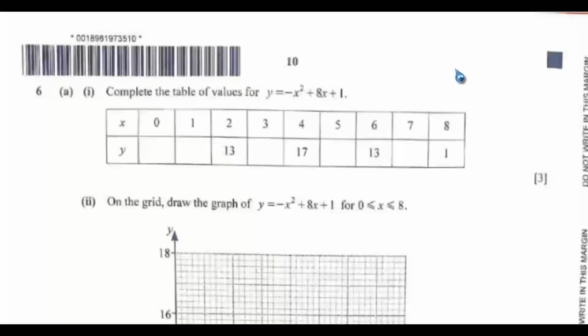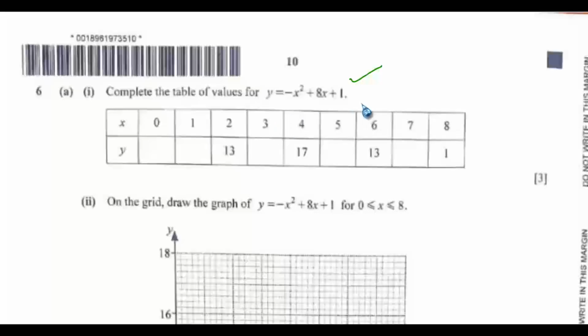Question 6a, complete the table of values for y equals negative x squared plus 8x plus 1. You have the table of values for x and y respectively, and you have to complete this. So you can input this quadratic function into your calculator. Then you set the step to 1, and the range will be from 0 to 8.